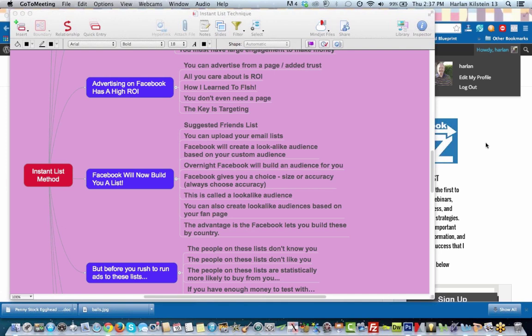My son, we live in Boca Raton, Florida. My son's best friend lives in Hollywood, Florida. They suggested that I might want to be friends with his dad. That's pretty targeted.